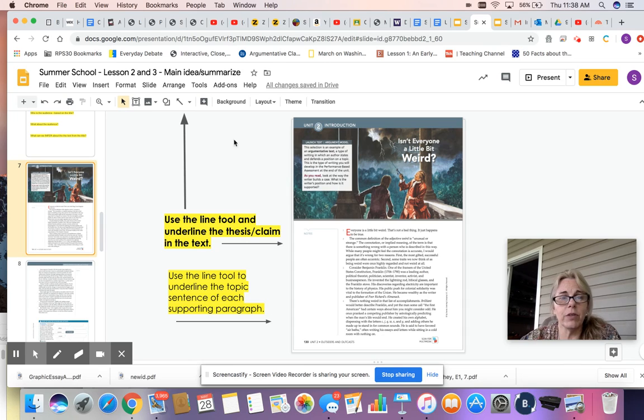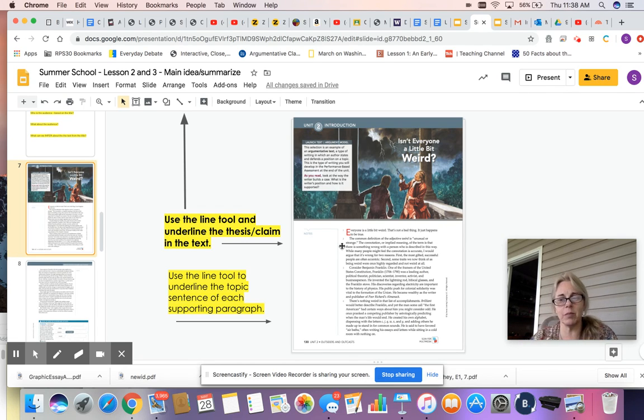I would like for you to use this tool right here. This is the line tool. And I want you to come over here once you think you have found the thesis or the claim, and I want you to underline it. You'll probably do way better lining that up than I will. And play with it. Part of today's lesson is learning how to use technology.